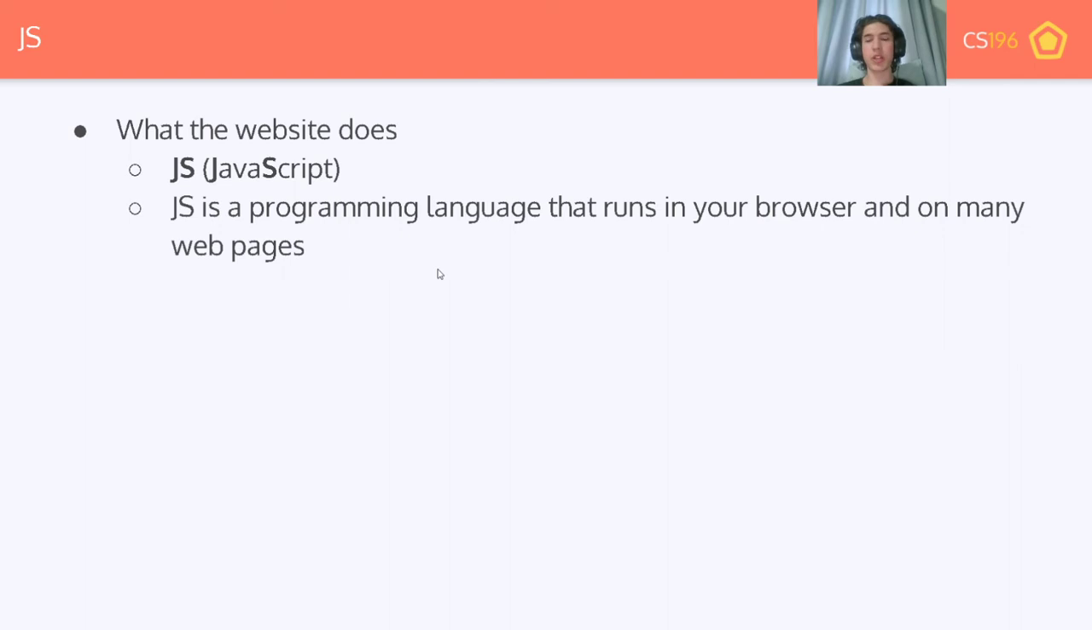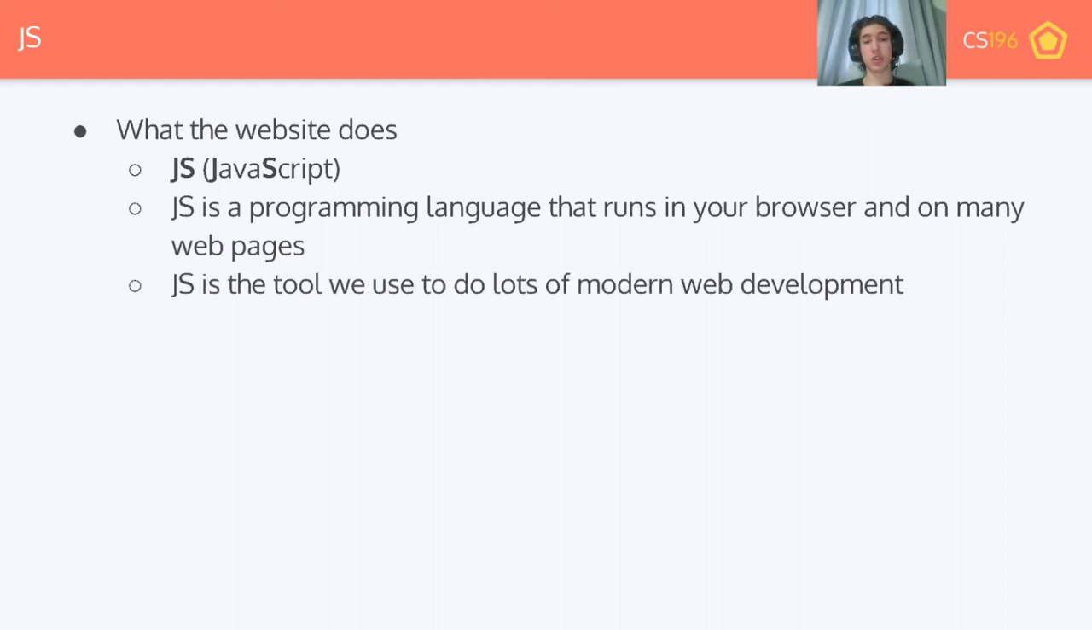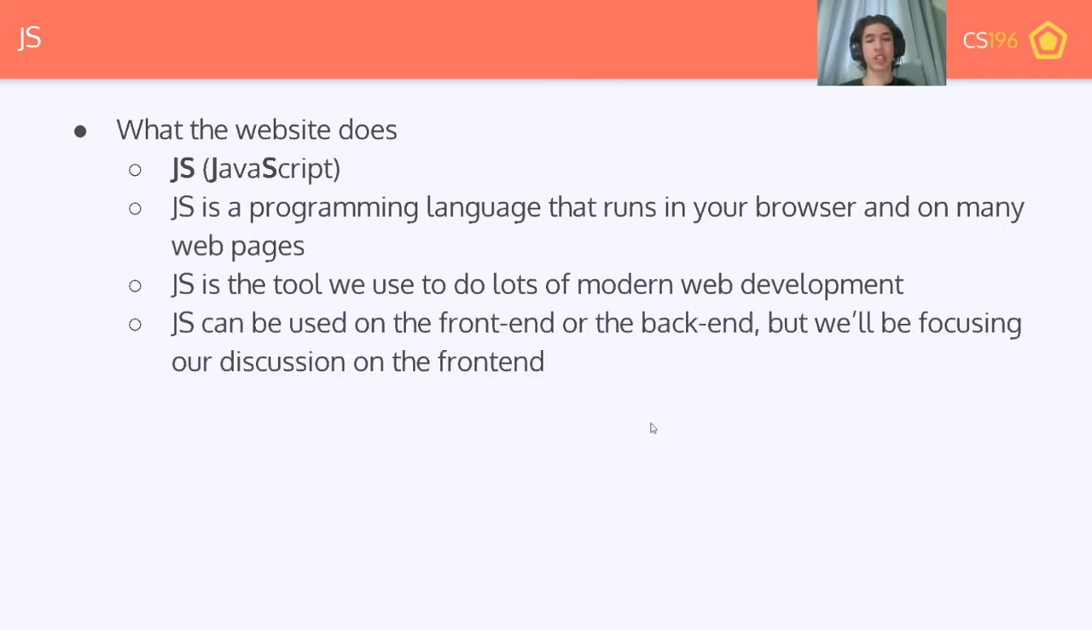JavaScript is a programming language. It runs in your browser and on pretty much every web page that exists because it needs to determine what the web page should do. JavaScript is a tool that we use to do a huge portion of modern web development. And JavaScript can be used for front-end or back-end development. For our purposes, we're going to be focusing our discussion on front-end. And then eventually when we cover back-end, a little bit under 2 weeks from now, we'll be talking about that in Python. Of course, maybe modern web development is more so in JavaScript, but you can do it in either, and they're equally valid. And really, the approaches are very similar.